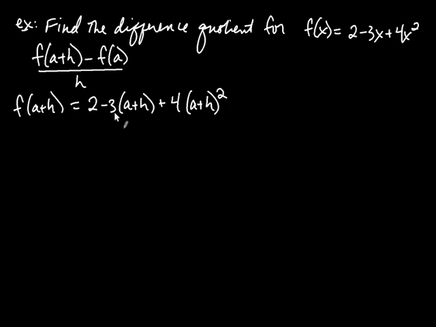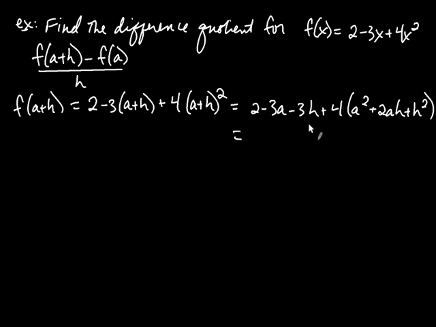So now we'll go ahead and distribute the negative 3, and we'll expand out that a plus h squared. So it's going to become 2 take away 3a minus 3h, and then plus 4 times the quantity a squared plus 2ah plus h squared. Okay, finally we'll go ahead and distribute the 4. So we're looking at 2 minus 3a minus 3h plus 4a squared plus 8ah plus 4h squared. Okay, so that is f of a plus h.